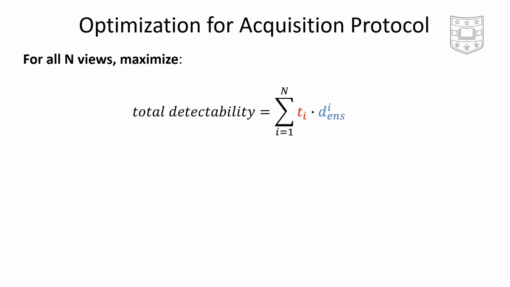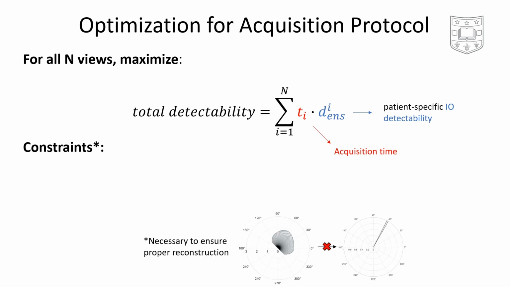The optimization for this protocol is as follows. For all n views, we will seek to maximize the total detectability, which is defined as the sum, across all n views, of the product of acquisition time and the patient-specific ideal observer detectability. The constraints at hand are necessary in order to ensure proper reconstruction, because otherwise we may simply try and maximize detectability by spending all of our projection time at the one most informative angle.